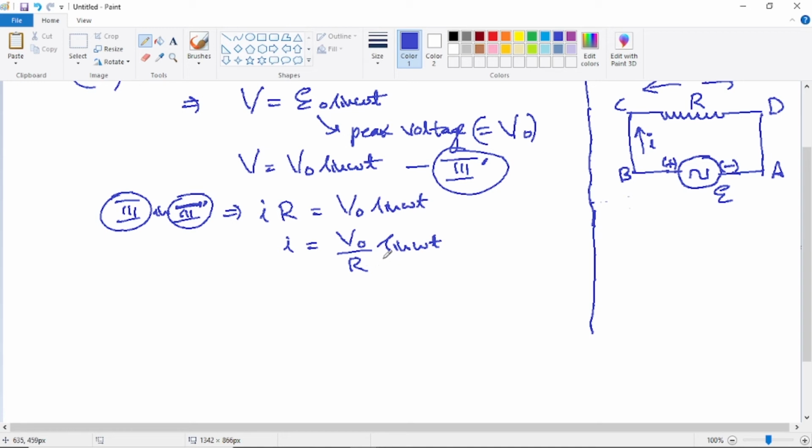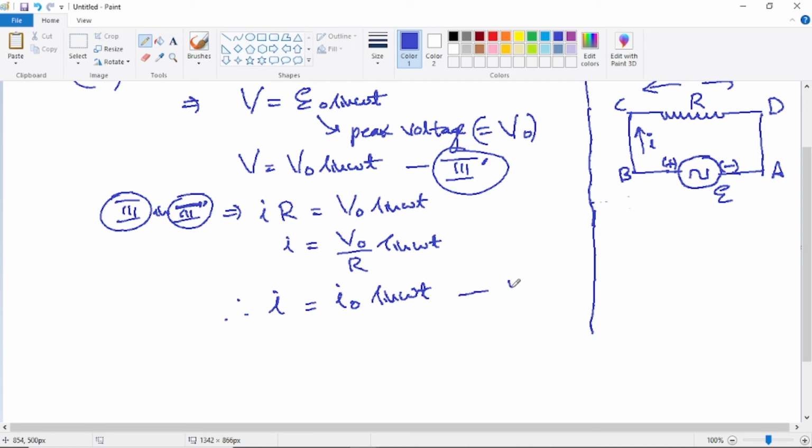This can be called equation 4, but before giving it the name, observe one small thing here. When sin omega t is maximum, that is 1, the current is maximum. That's called the peak current. How much is that maximum current? Put sin omega t as 1 here: V naught by R into 1 is V naught by R. So this V naught by R is the peak current, denoted as I naught. So the equation is written as I naught sin omega t.